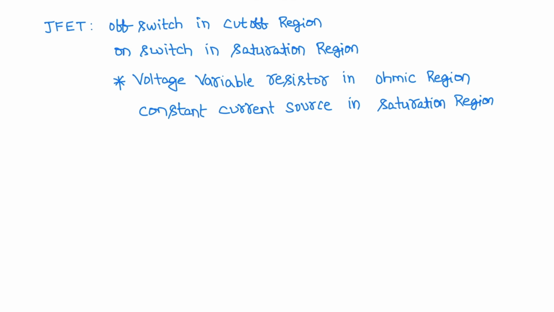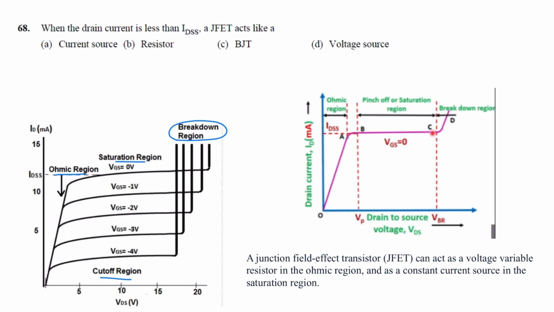It acts like a voltage variable resistor in the ohmic region and a constant current source in the saturation region. So in the saturation region, this JFET acts like a constant current source. In the ohmic region, the JFET acts like a voltage variable resistor, an off switch in the cutoff region, and an on switch in the saturation region.